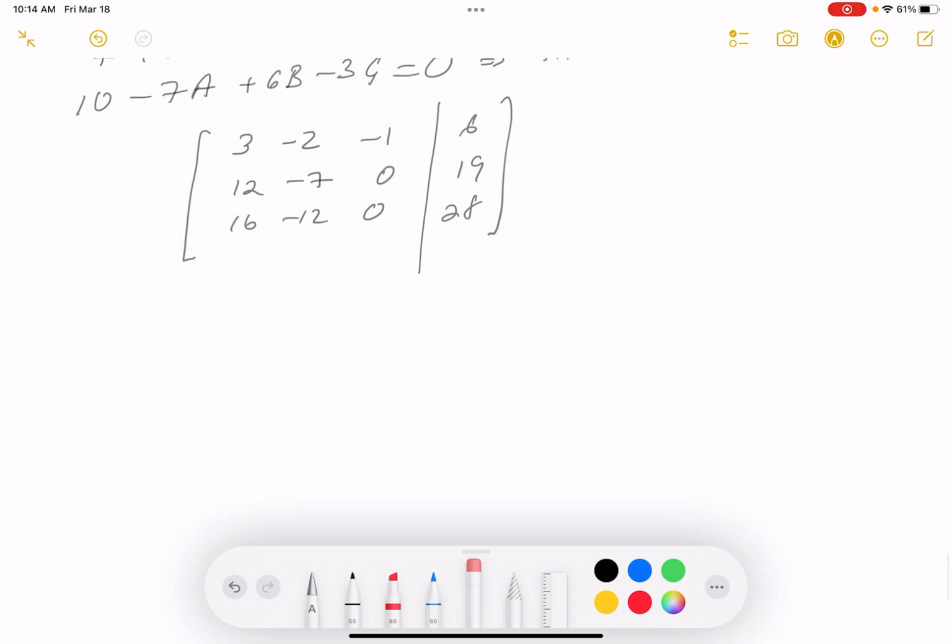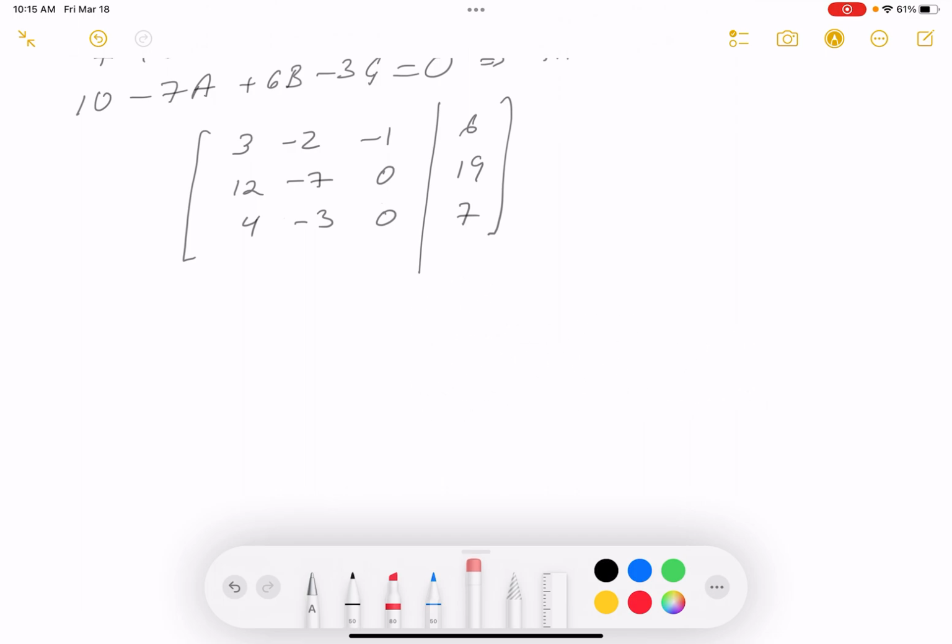The first thing I notice is that row 3, I can reduce the size of it by simply taking row 3 and multiplying it by 1/4. All right, let me do that. What would you get? That would give me 4, minus 3, 0, and a 7. And get my eraser out. It's a lot of work. I know it's a lot of work.